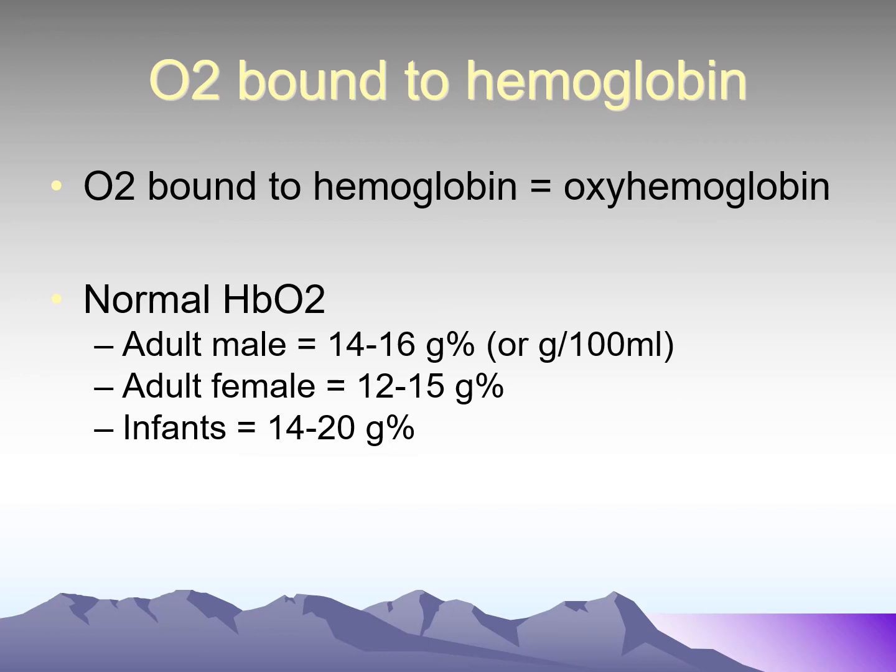Each red blood cell contains approximately 280 million hemoglobins. So a patient that is anemic, that has a low hemoglobin, obviously is going to have less capability of carrying oxygen.